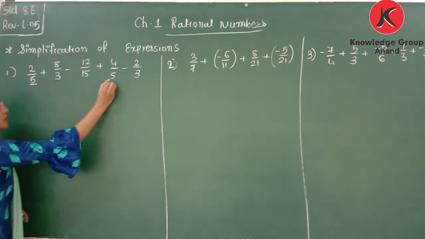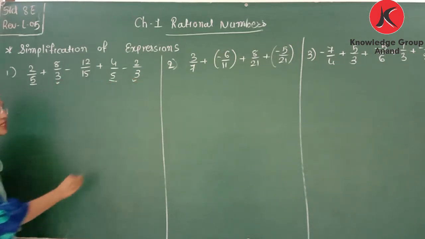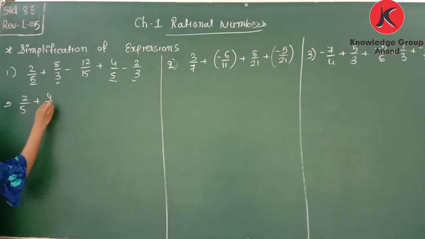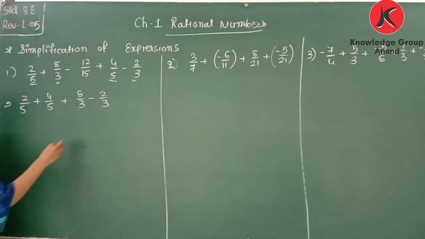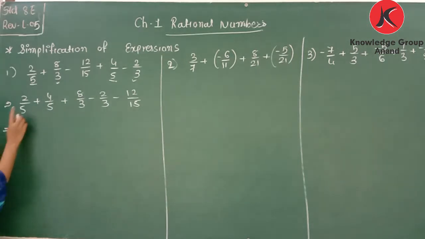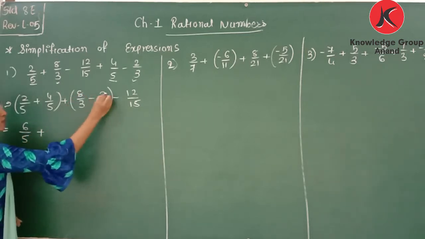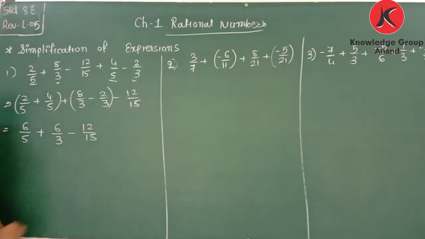Here you can see these two rational numbers have the same denominator, and these two rational numbers have the same denominator. So we will write 2 by 5 plus 4 by 5. After that, 8 by 3 minus 2 by 3, and at the last, minus 12 by 15. Clear? Since the denominators are the same, we will make a group of those. 2 plus 4, that is 6 by 5, plus 8 minus 2, that is 6 by 3, and minus 12 by 15 as it is.